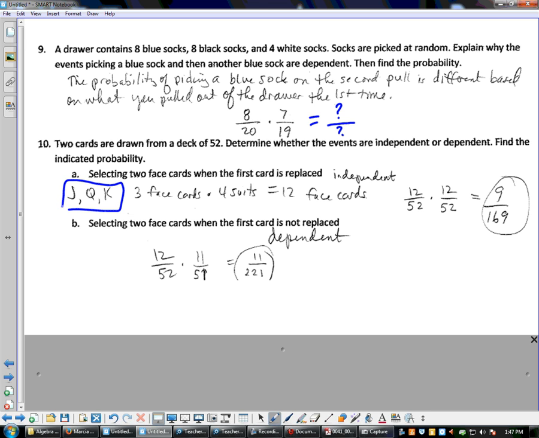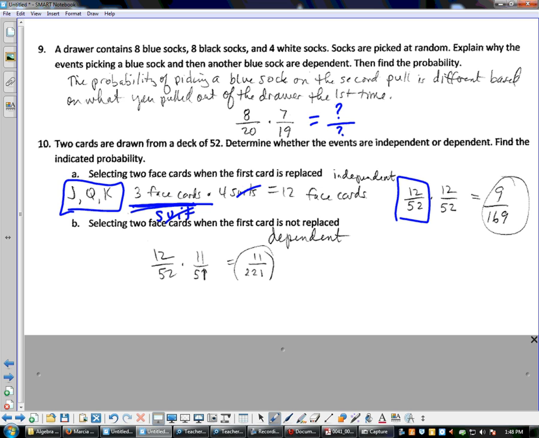All right. So there are 3 face cards for every suit, and there's 4 suits. So I could even write 3 face cards per suit times 4 suits. Suits divide out, and we're left with 12 face cards. So what's the probability of drawing a face card in your deck? Well, it's going to be 12 over 52.